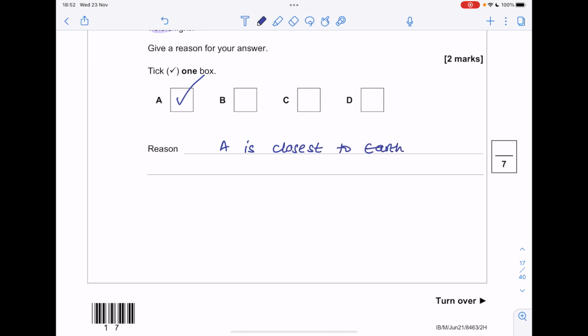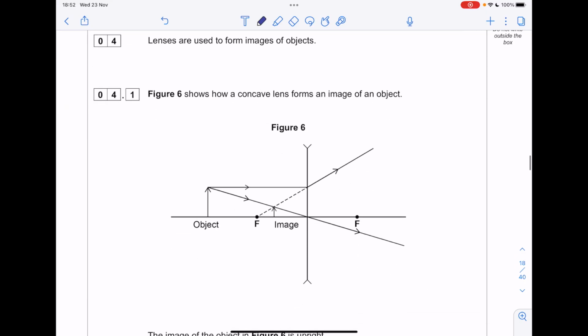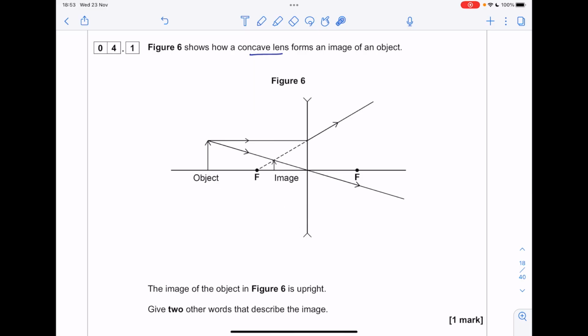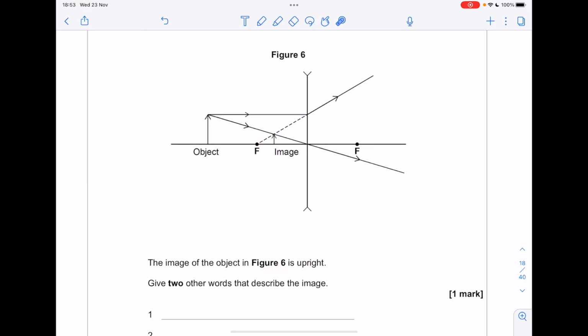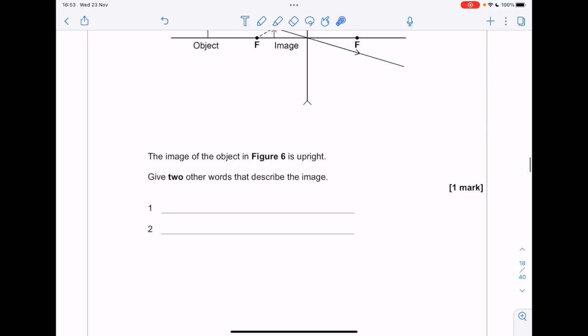Lenses are used to form images of objects. Figure 6 shows a concave lens forming an image of an object. So that image arrow is shorter than the object one, which means the image is smaller. The image of the object in figure 6 is upright. Yep, we can see that they're both facing upwards. Give two other words that describe the image. It's smaller. And because that image is in front of the lens, it's a virtual image. So you say it's smaller, or if you're feeling fancy, diminished, and it's a virtual image.